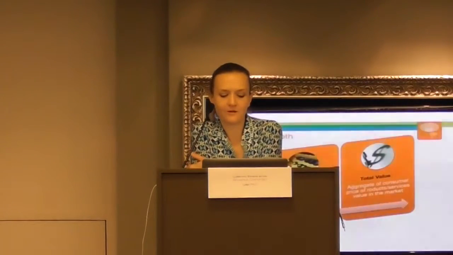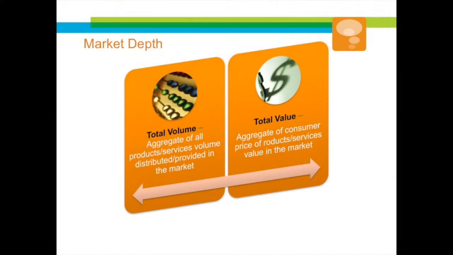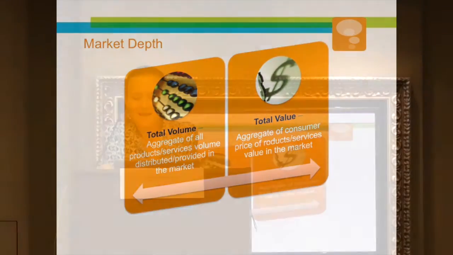But when we talk about market depth, which I'll go along to now, we're talking about the size of the market. So we're talking about total volume and total value. Total volume is the aggregate of all the products and services within the market, our own plus everybody else who's acting along that category. And total value is the aggregate consumer price of products and services in the market.